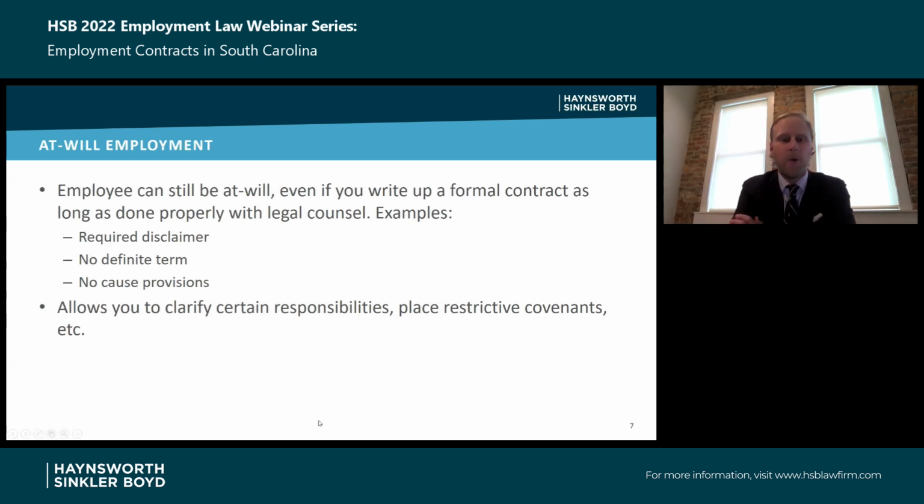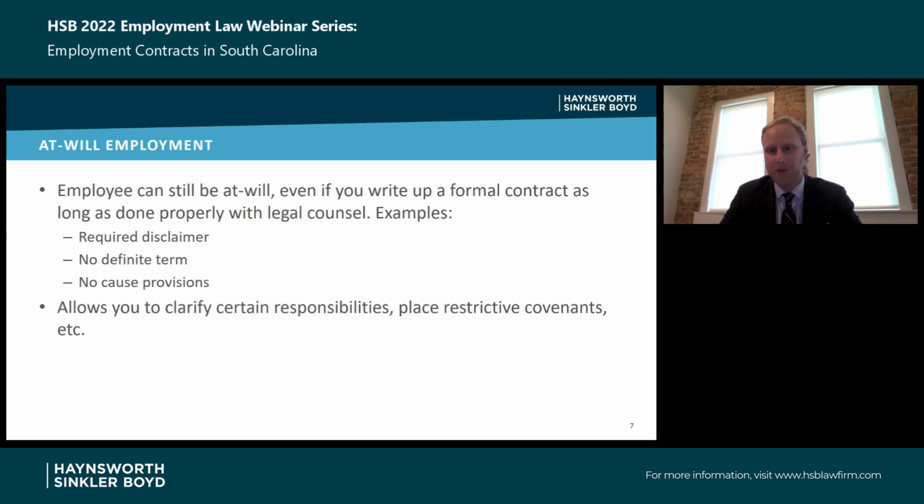One other thing with at-will employment that I think is sometimes missed is that an employee can still be considered at will even if you write up a formal contract with the employee. You have to be pretty careful not to screw up at-will employment, but if it's drafted properly, and of course I advise that be done in conjunction with legal counsel, then you can write up a formal employment contract with an employee that still maintains the at-will employment relationship. And a few things to keep in mind with that.